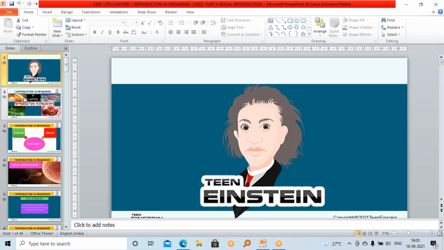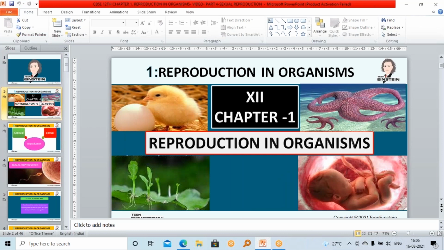So we are in our first chapter, Reproduction in Organisms. Now we are moving to the last part of our chapter. In the previous classes, we were discussing asexual reproduction and its different methods. So far, what have we learned in this chapter? Lifespan, then basic features of reproduction, then types of reproduction, that means asexual reproduction, and now we are going to learn about sexual reproduction. Hope up to this everything is clear. I think it's clear for you people.